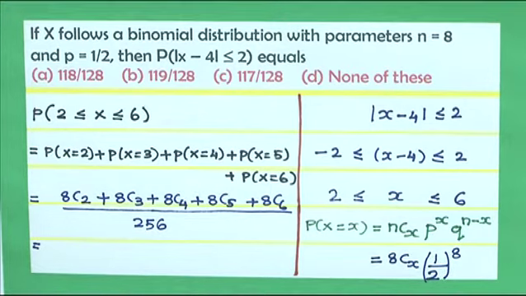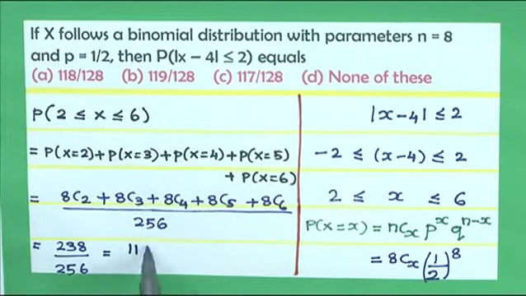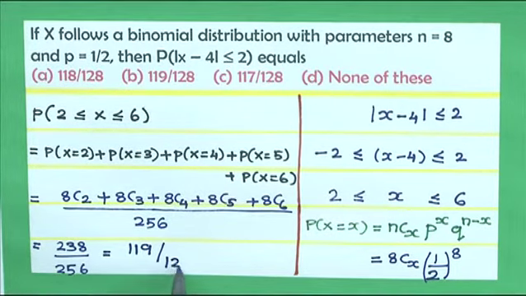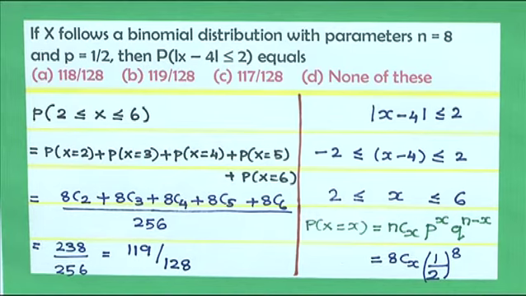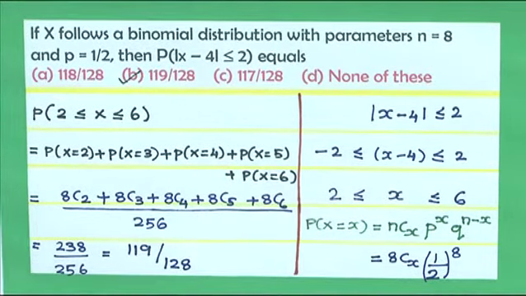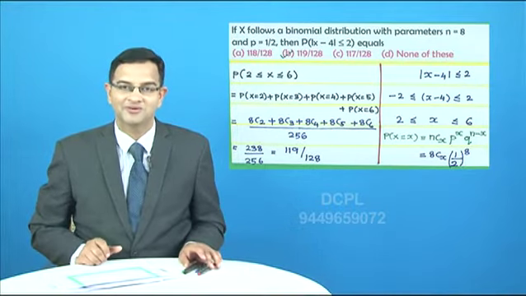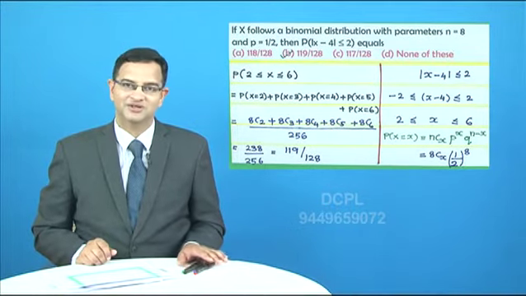Now when we simplify all that, we get 238 as the sum of all these things divided by 256, and when we divide by 2, we get 119 upon 128. Therefore, the right answer for this particular question is going to be the second option. Dear students, I hope you have been able to understand very clearly how this particular question needs to be solved.